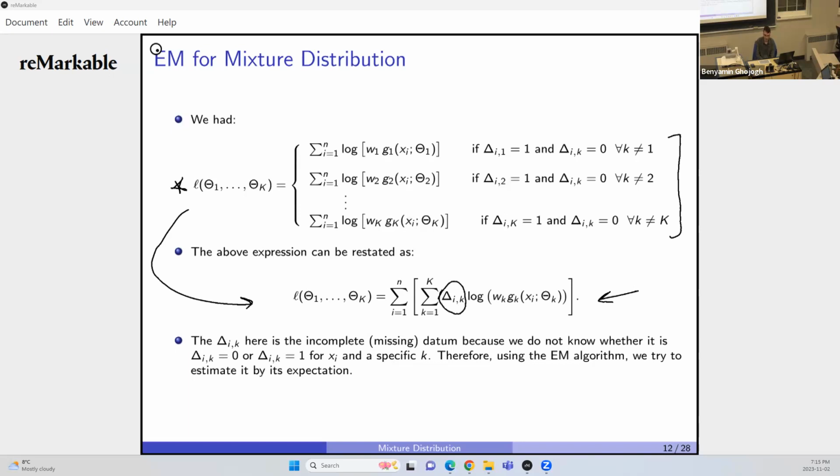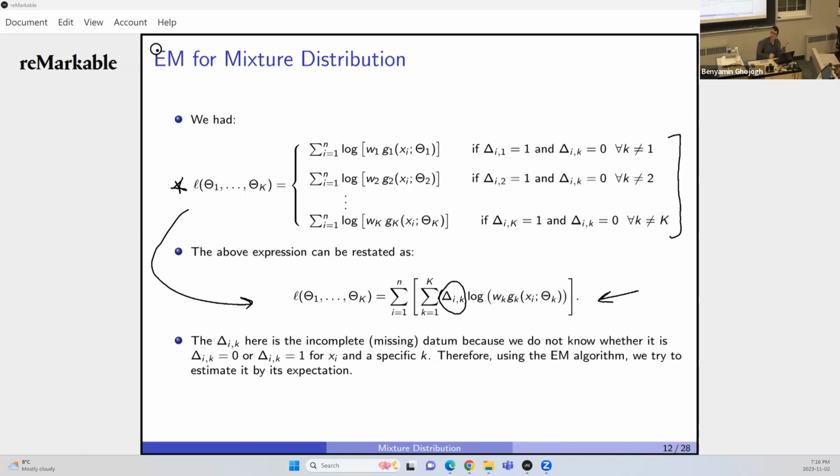Okay. Now I have the log likelihood. Can I maximize it? No, there is a problem for maximization. Delta ik is missing data. You remember? You don't know delta ik. It's a chicken and egg problem.